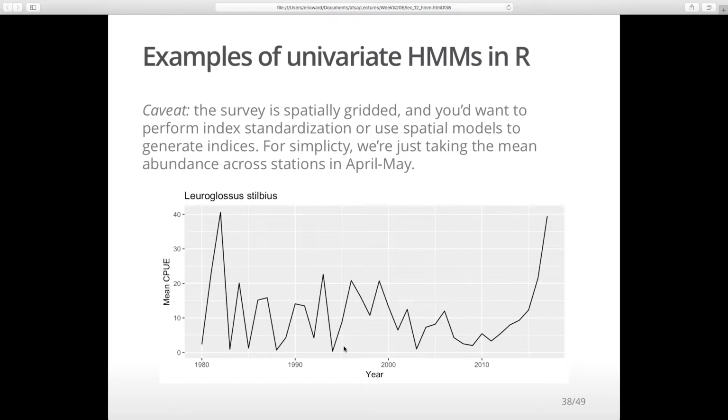For simplicity here, though, what we'll do is just take the mean abundance in the CalCOFI survey across all stations from the April to May period, representing the spring months. And that's what this mean catch per unit effort looks like for California smoothtongue.